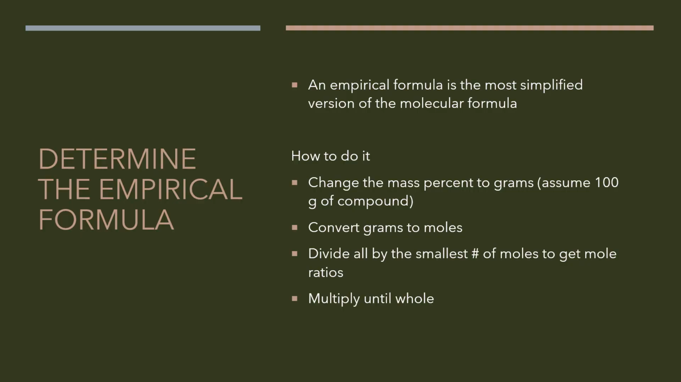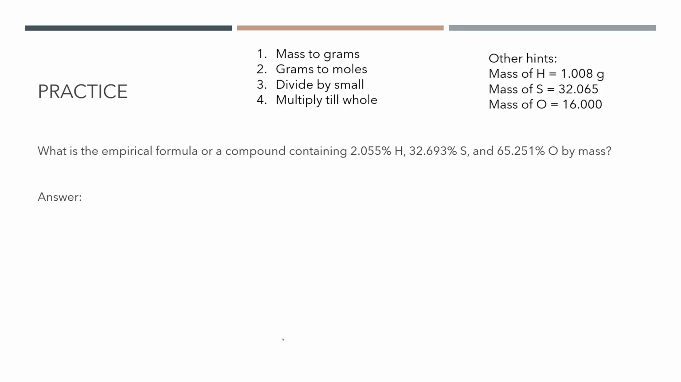Something else you're going to be asked to do on the exam is to determine the empirical formula based on the mass percents that you're given. The method to go about doing this is assume that you're given a 100-gram compound. It just makes the math easier. Then you can convert the grams to moles and then divide by the smallest number of moles from each product. Then you can multiply until you get a whole number. So let's go through a practice problem to show how this is done.